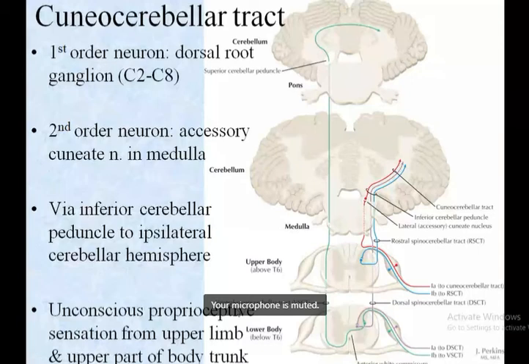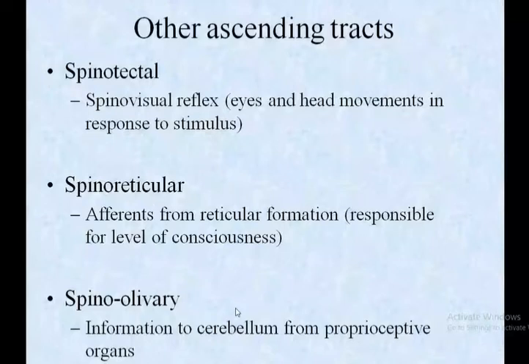So the main three ascending pathway systems we have already studied are the dorsal column pathway, which consists of fasciculus gracilis and fasciculus cuneatus; then the spinocerebellar pathway, which consists of the ventral and dorsal spinocerebellar tract, and also the extra one, the cuneo-cerebellar tract. And then the third system is the spinothalamic tract, which consists of the lateral and ventral spinothalamic tract.